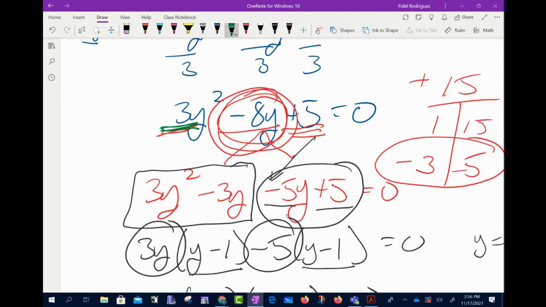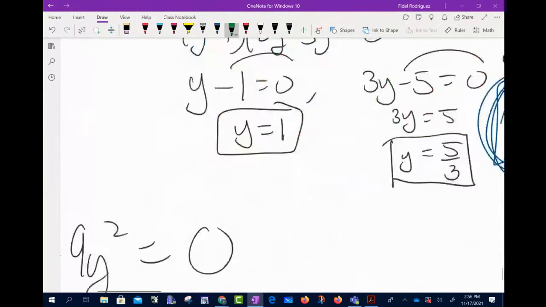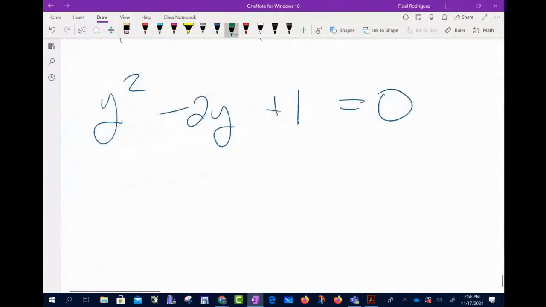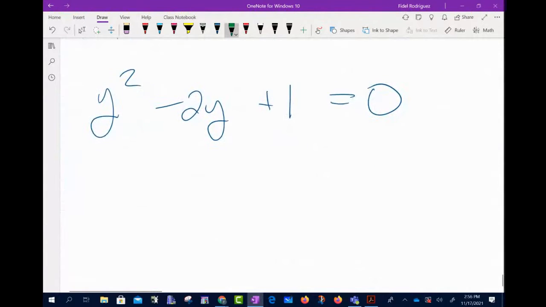When the number in front of the y squared is a 1, these problems are easy breezy cover girl. And I want to show you something. If I come back over here, what's the number in front of my y squared? These are the easy breezy cover girl problems. This is what you do. What's 1 times 1? 1.